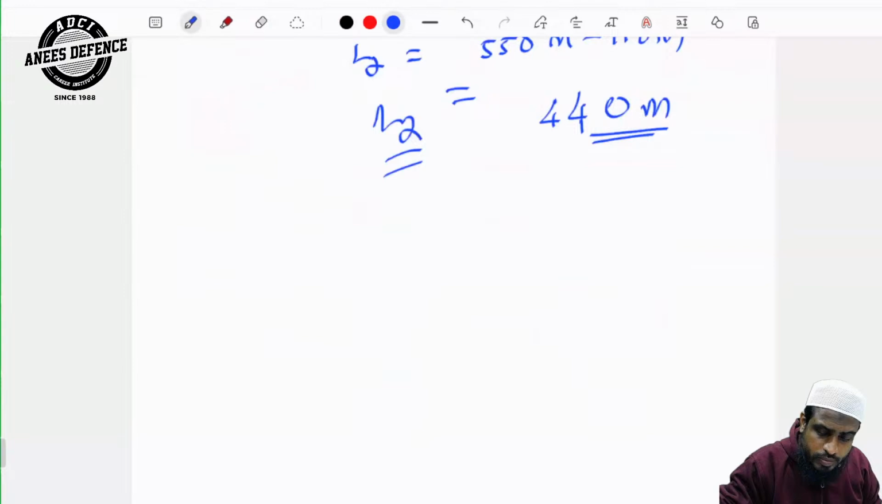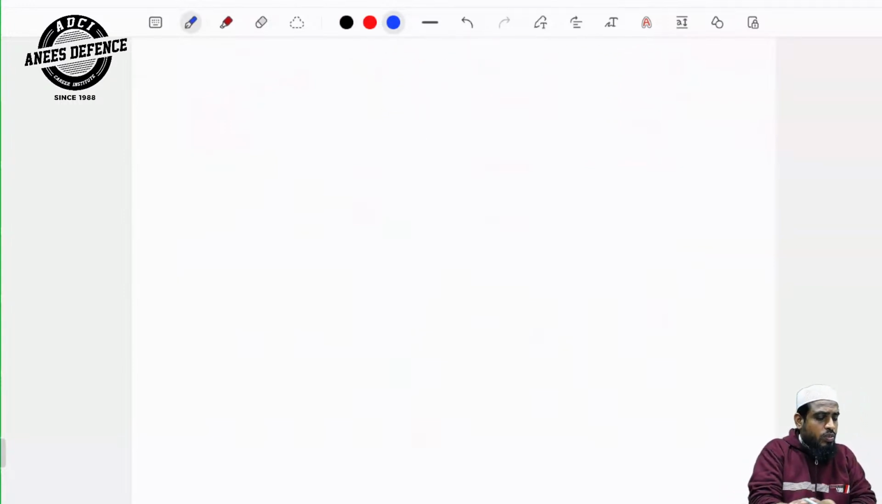Then the next question. A man walked a certain distance. One third he walked at 5 kilometer per hour, another one third at 4 kilometer per hour, and the rest at 6 kilometer per hour. You have to calculate his average speed.